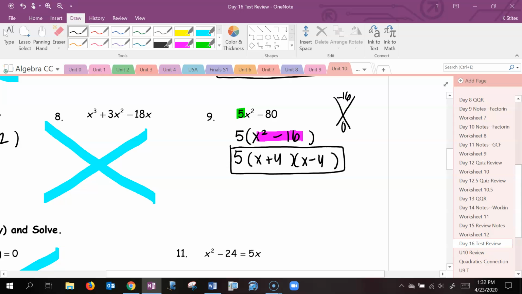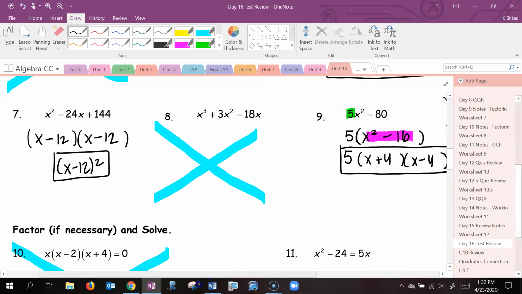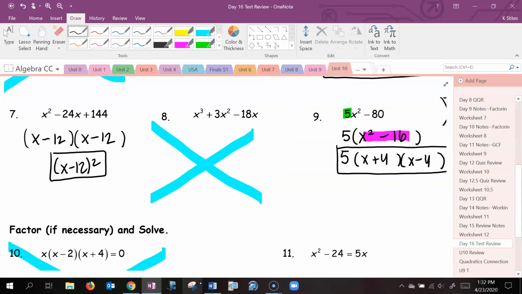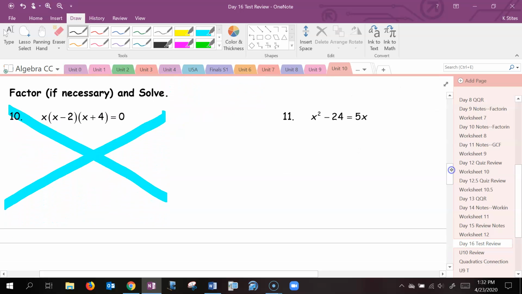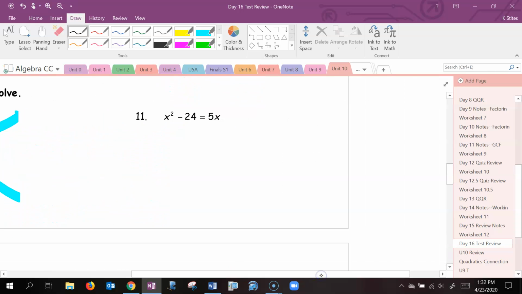Now we're going to do 3 problems that involve solving. Solving, if you remember, is when we have an equal sign. If we come down to number 11, you do have an equal sign, but we're supposed to have an equal 0, and we do not. So what we'll do first is subtract our 5x over. Since it's the x term, it needs to go in the middle. That's your b value. And then we need an equal 0.